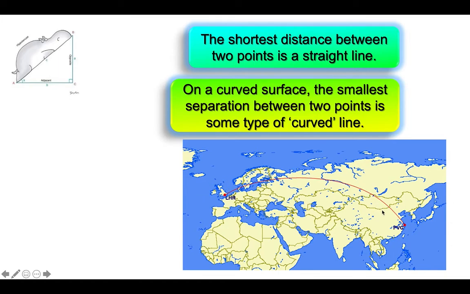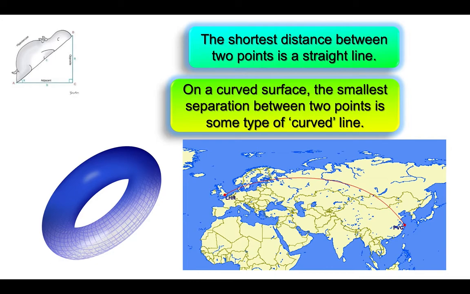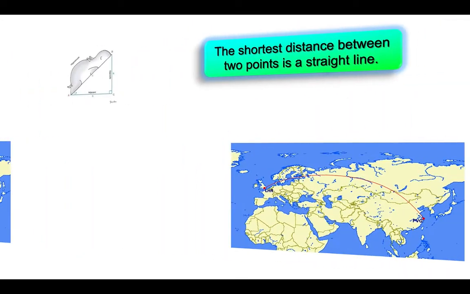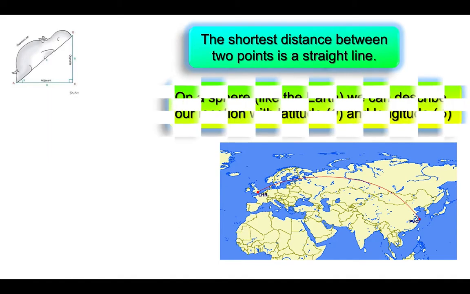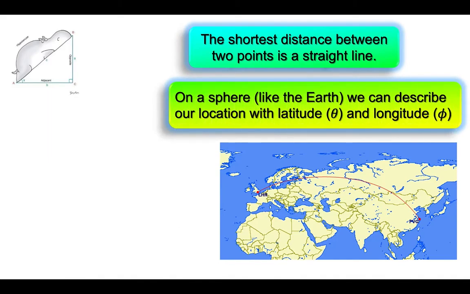And this principle that the shortest distance between two points is a straight line, but no longer what we intuitively think of as a straight line, also applies if we're traveling, for example, on the surface of a donut or on some more interesting curved surface. So, we could talk about the line element on the surface of the Earth.